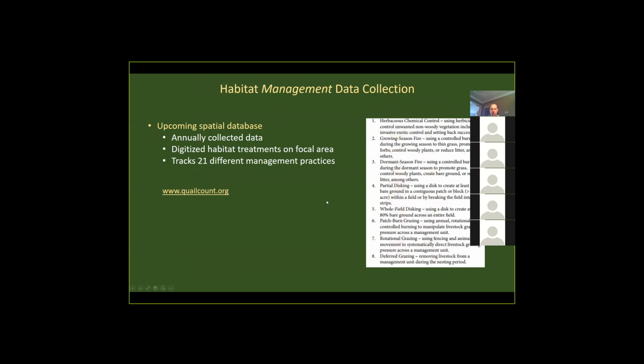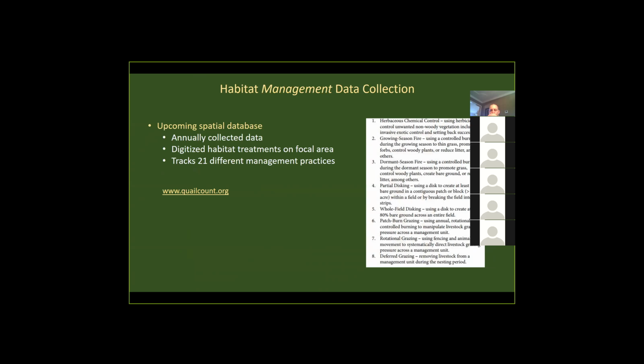And the last portion of this is the habitat management data collection portion. This is a database that we have not built yet, but it's coming probably by the end of fall or the beginning of fall. We're going to be able to do a lot of GIS collection of this data. So when you do a habitat treatment to your focal area, say that you burn 100 acres, you'll have tracking of that. You'll be able to put that in a GIS, digitize it, and send that to our databases, and we'll keep everything there.